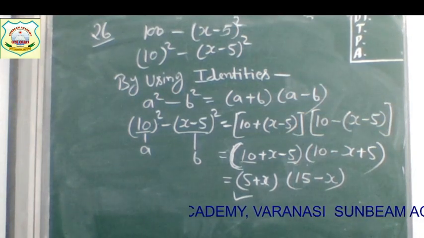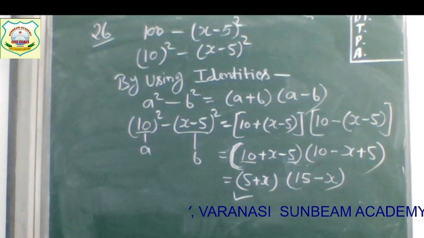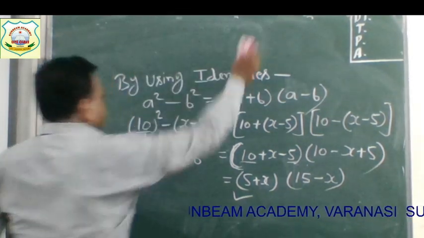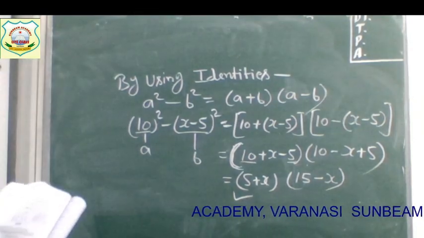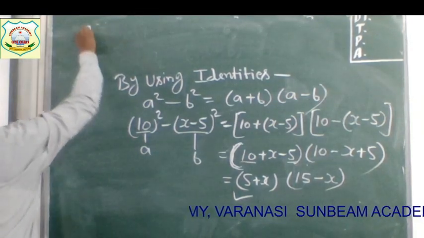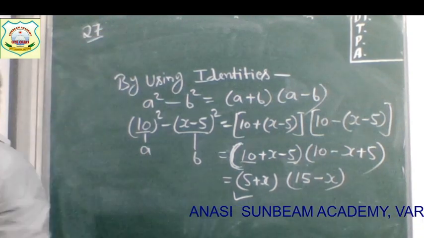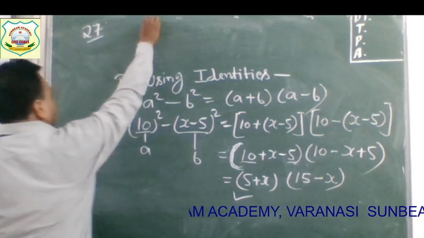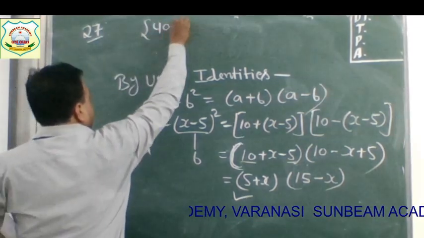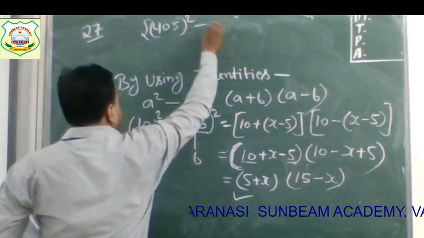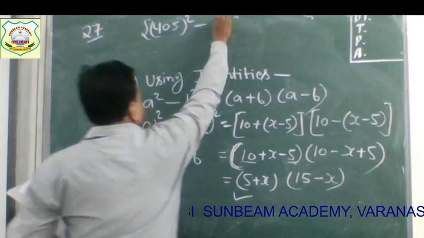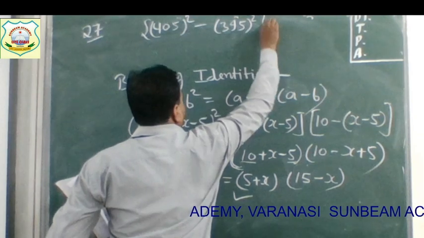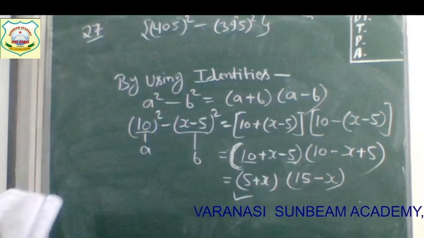Question number 27. This is the form given to evaluate: 405 whole square minus 395 whole square. Students, now you have understood how you will do it here. a square minus b square.